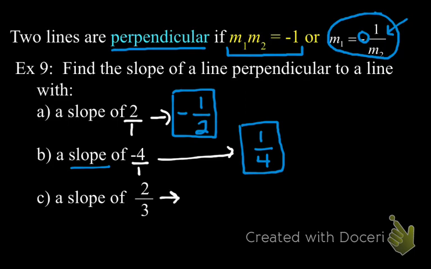So we can see it's a positive, so our new slope has to be negative since we want perpendicular. Change the sign and change the fraction. We're going to take the reciprocal. So instead of 2 over 3, we're going to have 3 over 2. So if all we're trying to find is the slope of a line that's perpendicular, we take the opposite reciprocal, which is what this little equation is telling us to do right there, even though it can be confusing. But you just change the sign and you change the fraction to the reciprocal.